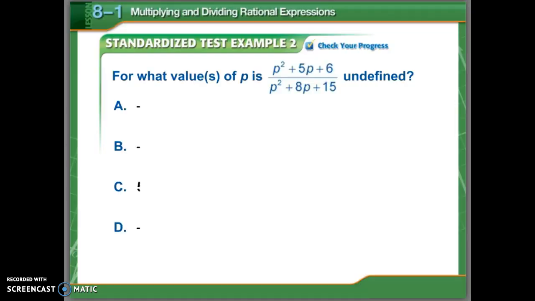All right, check your progress problem. Go ahead and figure out which values of p would make this fraction undefined. When you have your answer, go on to the next slide. Shockingly, it's D. Notice it's a quadratic, so there's two roots. This is the only choice that had two answers.